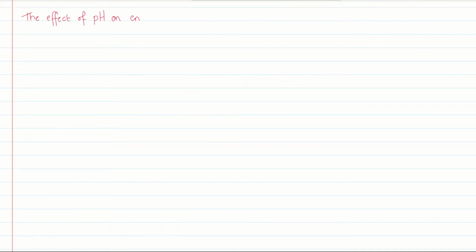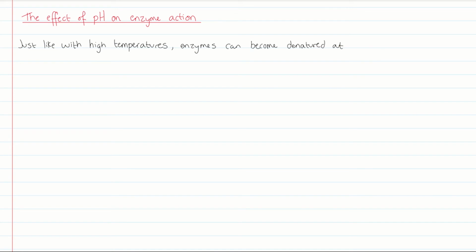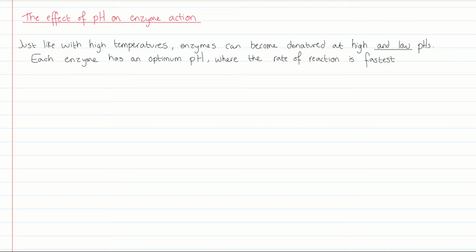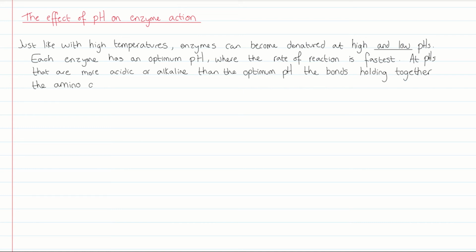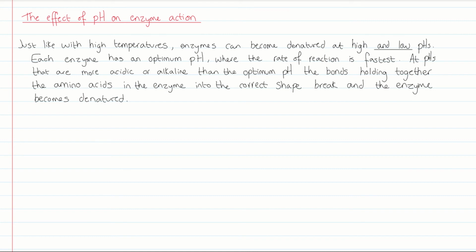The effect of pH on enzyme action. Just like with high temperatures, enzymes can become denatured at high and low pHs. Each enzyme has an optimum pH, where the rate of reaction is fastest. At pHs that are more acidic or alkaline than the optimum pH, the bonds holding together the amino acids in the enzyme into the correct shape break, and the enzyme becomes denatured.